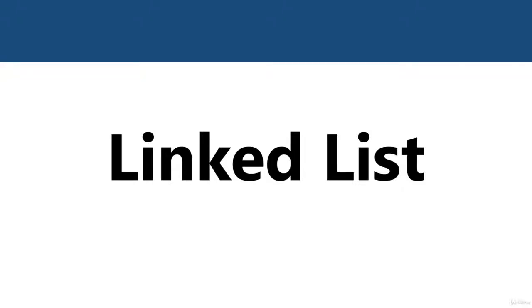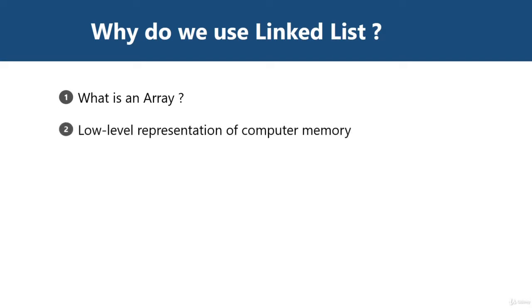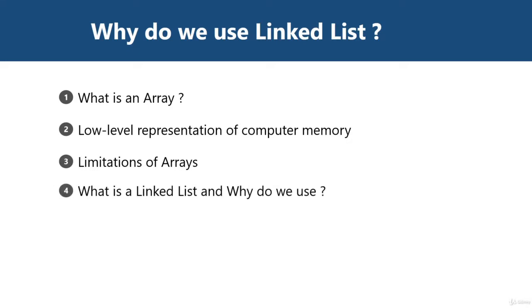In this video, we will talk about why we use a linked list, which is a dynamic data structure. Before we move on to speak about linked lists, let us first discuss what arrays are. We will talk about the low-level representation of computer memory and the limitations of arrays. Then finally, we will talk about what a linked list is, why we use it, and the differences between arrays and linked lists.